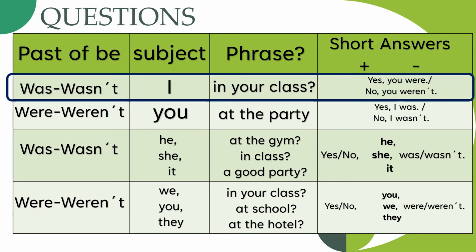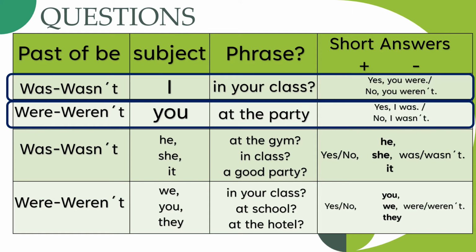And well, come on, let's see the second example here. Were you at the party? Of course, this is a question. Were you at the party? Weren't you at the party? Well, yes, I was. Or maybe, no, I wasn't, I was sick. So, one more time. We use the subject you. So the correct option is were or the negative form weren't, and it's up to you.